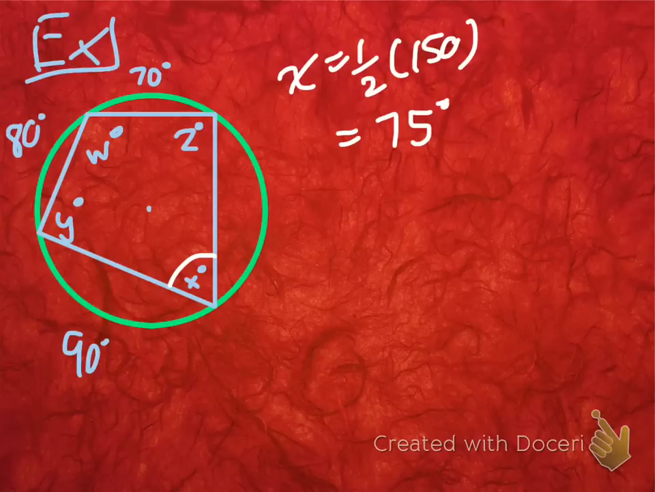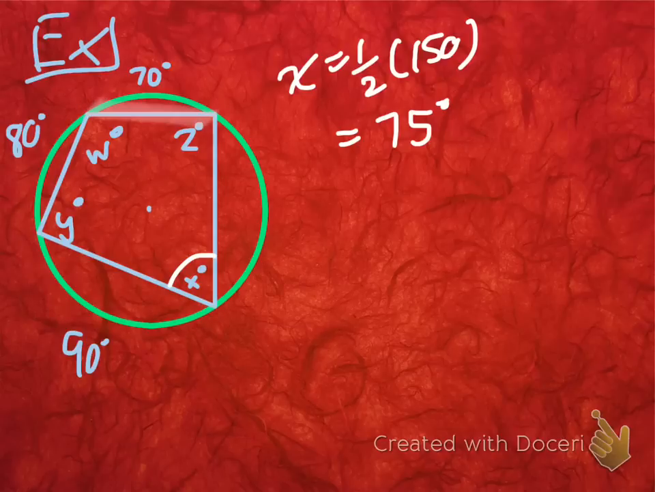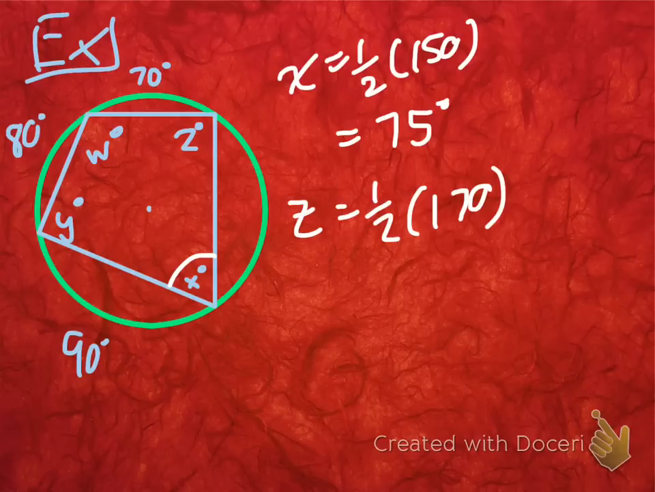We can do the same thing with z. Again, z intercepts this arc here, and the measure of that arc, again, is the 80 degrees here, plus the 90 degrees here, which is 170 degrees. So we can say, again, that z is half of 170, which is 85 degrees.